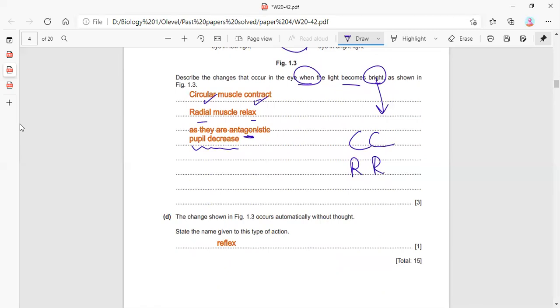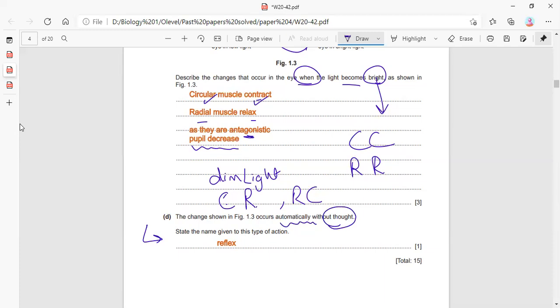طب what about لو قال لي في ال dim light. dim light خلاص طالما انا حفظت ان في ال bright cc يبقى هعكسها. في ال dim هيبقى cr circular muscle relax radial muscle contract. so ال pupil diameter increase.